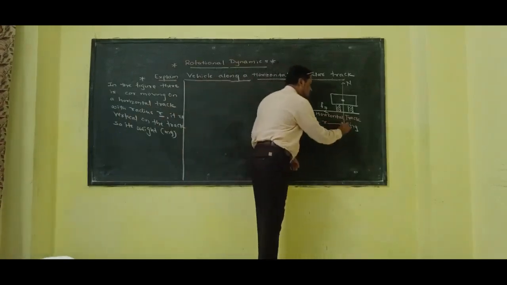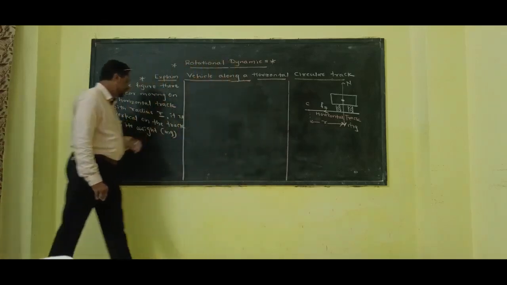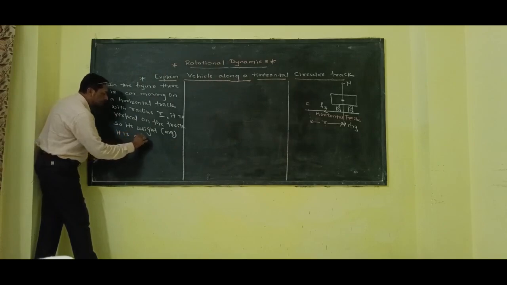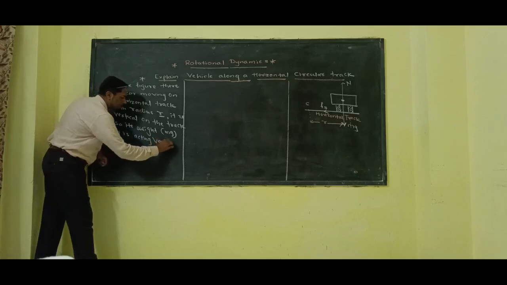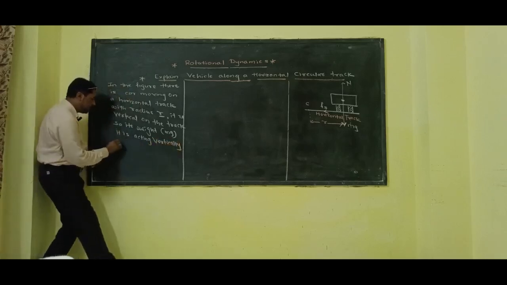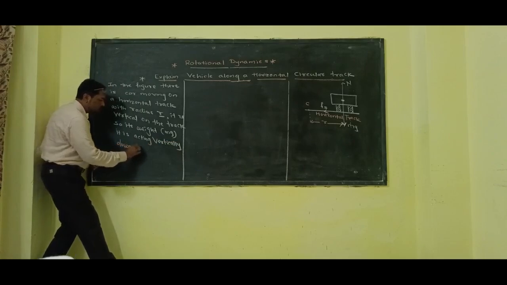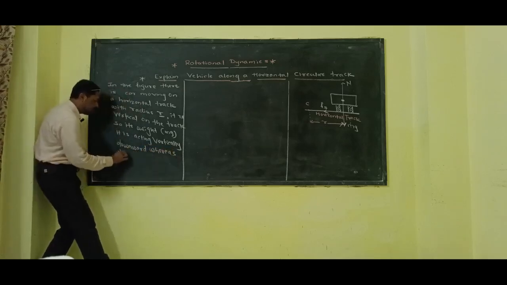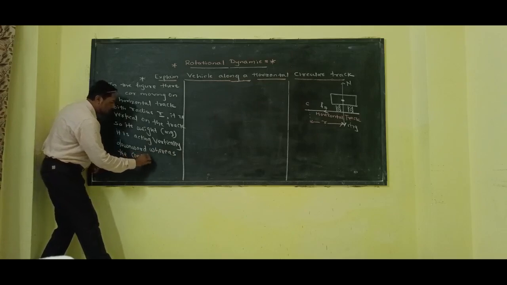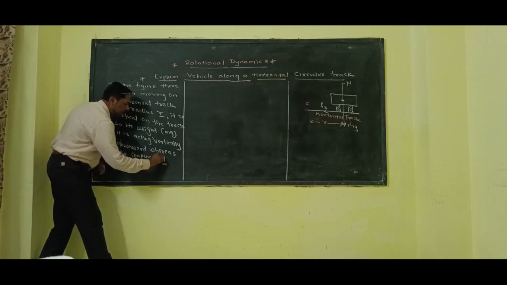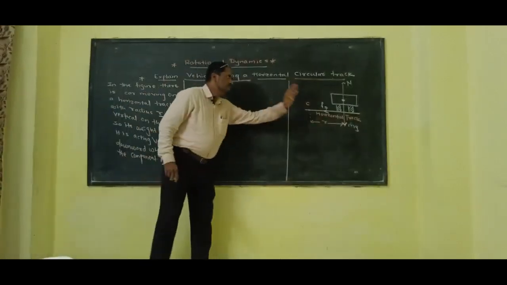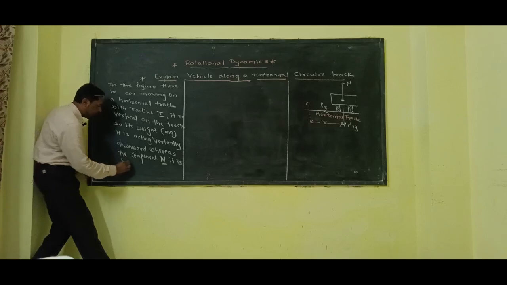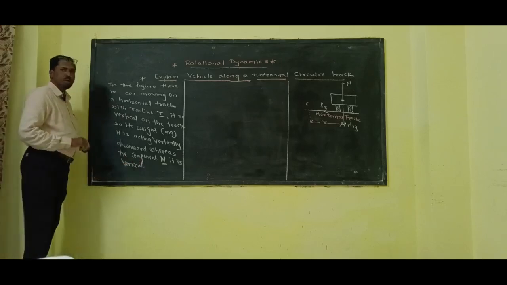We are observing in the diagram its weight mg. It is acting vertically downward. Whereas the component N, or the factor N, it seems to be vertical.